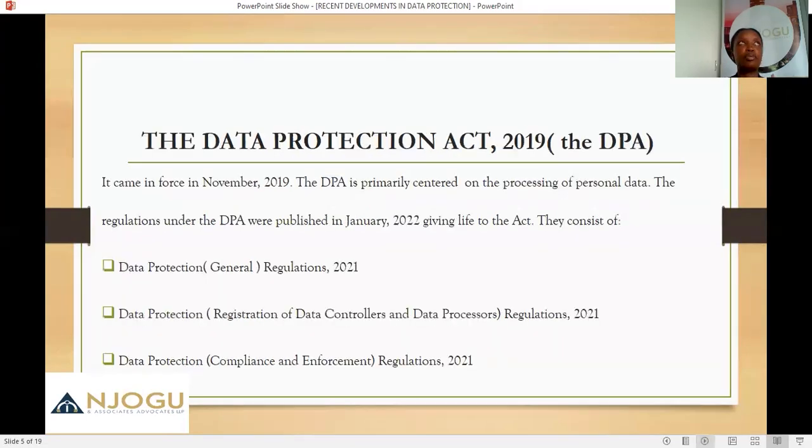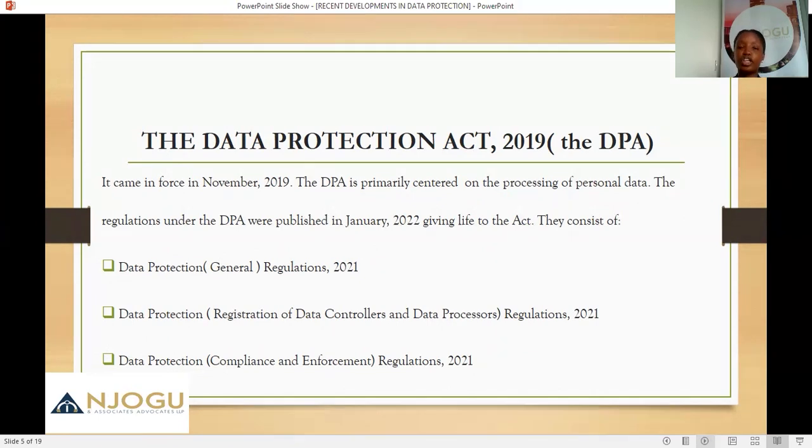So when you talk about data protection, what laws in Kenya apply, and where can I get these laws? First, the data protection law came into force in November 2019. This is just a background for us to understand what data protection is. The Data Protection Act is primarily centered on the processing of personal data. When you talk about data protection in Kenya, the first thing that clicks in our mind is the Data Protection Act, and it has various regulations that supplement it.